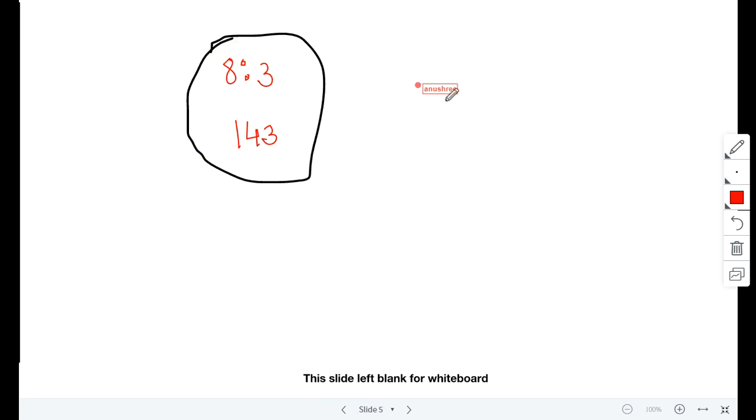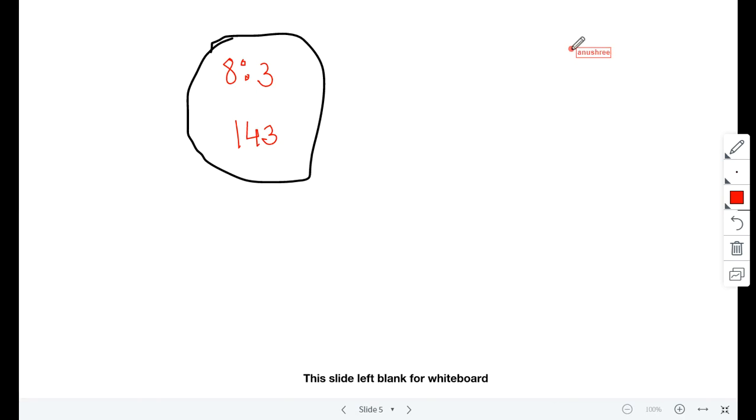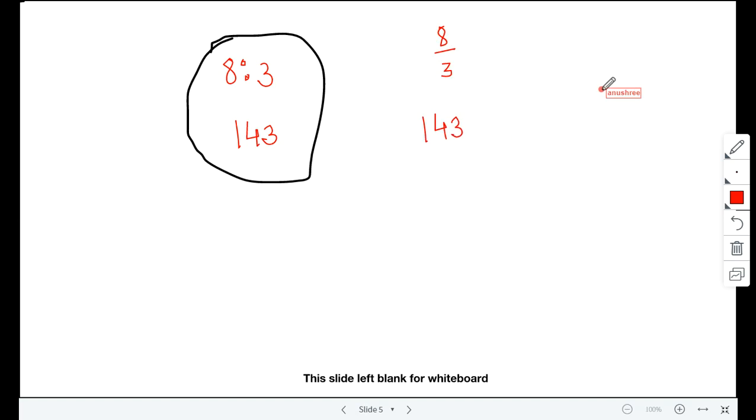You know how to find a ratio, right? The ratio of the two numbers is given, that is 8:3, 8 is to 3. And it's given that the sum of the two numbers is 143. These are the two pieces of information given. Which means when you divide the two numbers, you'll get 8/3, and when you add the two numbers, you get 143. Calculate the two numbers. Is this question clear?